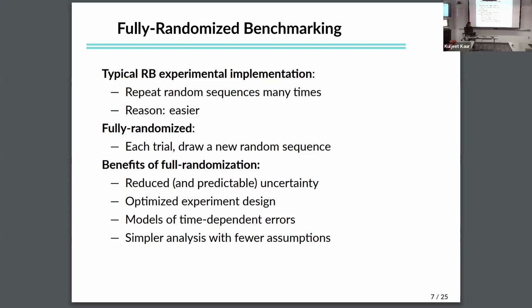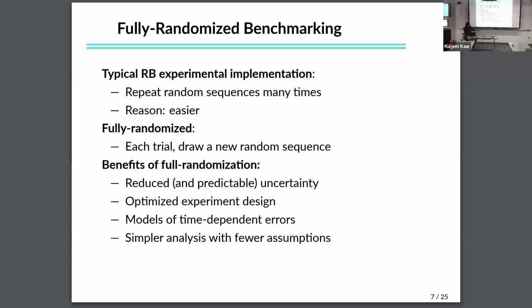So I'm going to spend the next few minutes talking about the benefits of fully randomized benchmarking as opposed to repeating sequences. The three main things that I'll talk about in more detail are, first, reduced uncertainty in your inference of the step error, and in particular, predictable uncertainty. This is actually very important in a lot of cases, to know ahead of time what the uncertainty and the error bar you can expect is. And so having predictable uncertainty is pretty important.